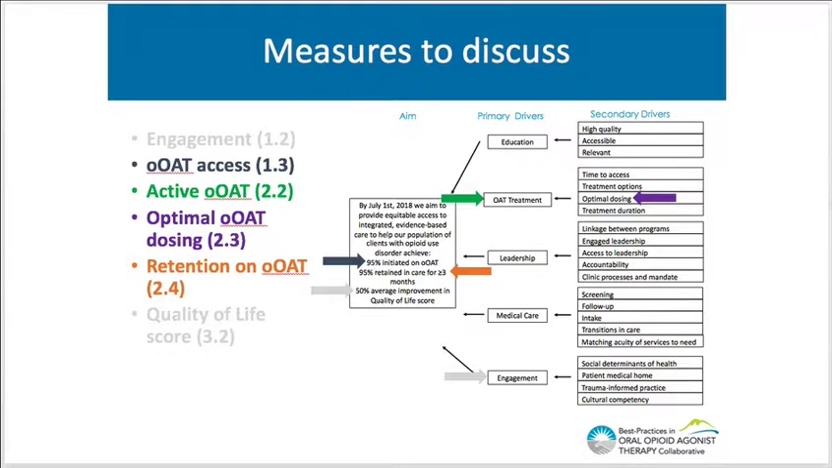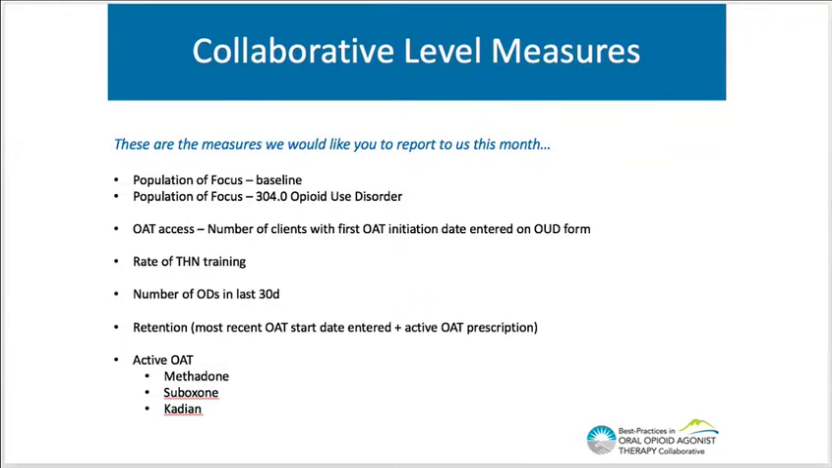Okay, so we'll cover these measurements today. We'll talk about how we're going to get OAT access, our active OAT, optimal OAT dosing, and retention. And remember, this is how they fit into our driver diagram for Boost. So we want to be measuring different parts of our aims or drivers with these collaborative level measures. So we're going to cover the population of focus today, OAT access, so that's the number of clients with first OAT initiation date entered on the form.